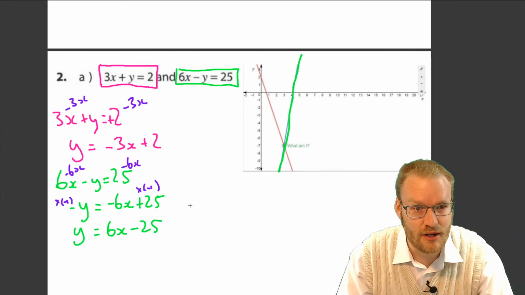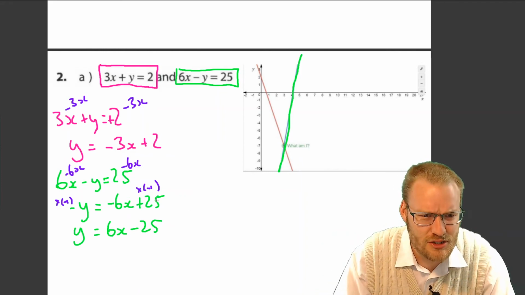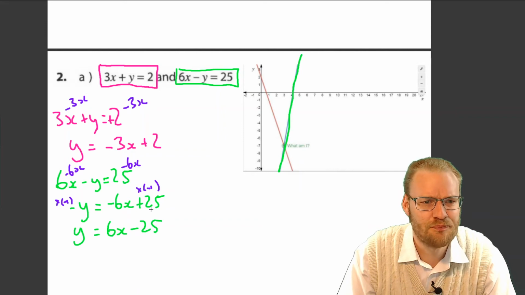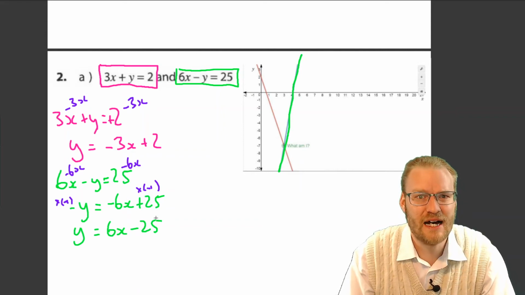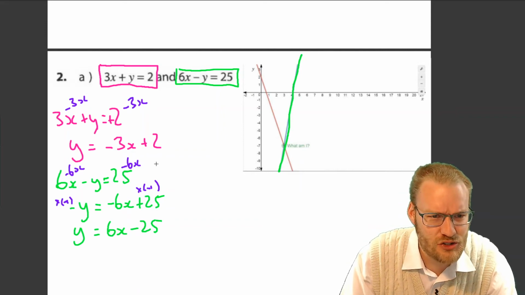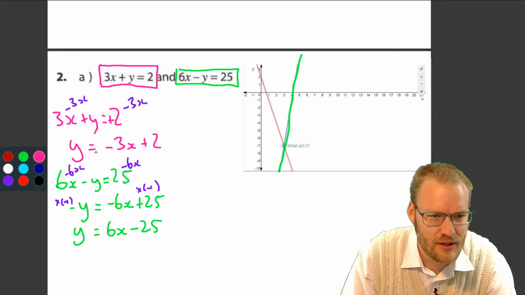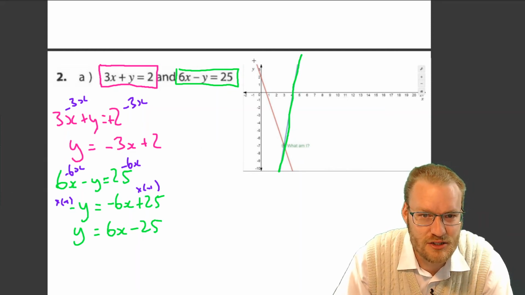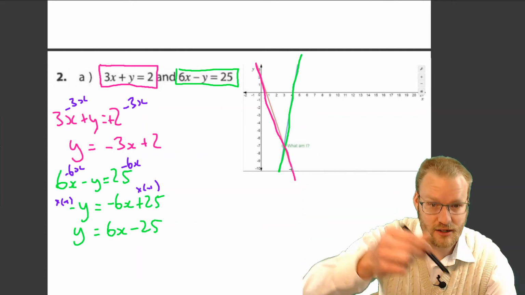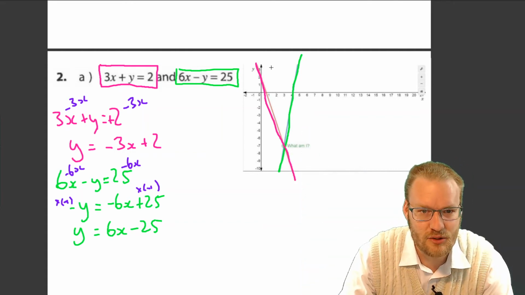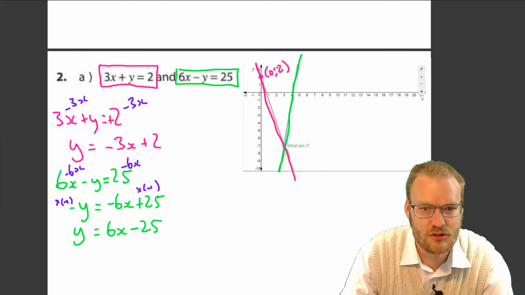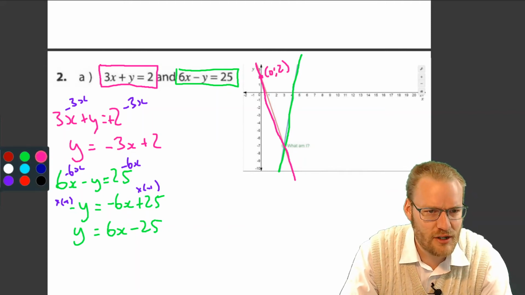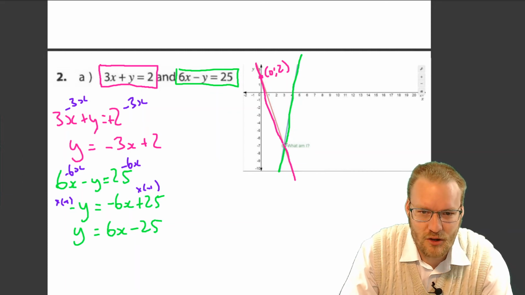I keep leaving these little bits in because it's so easy to make a little slip somewhere, and it's good to be able to see how you spot your slips. So let's check that we didn't make a slip on this other one. Minus 3x plus 2: minus 3x must be a negative gradient, which means it's going down. Plus 2 means that the y-intercept is at 0, 2. Cool, that's matching.